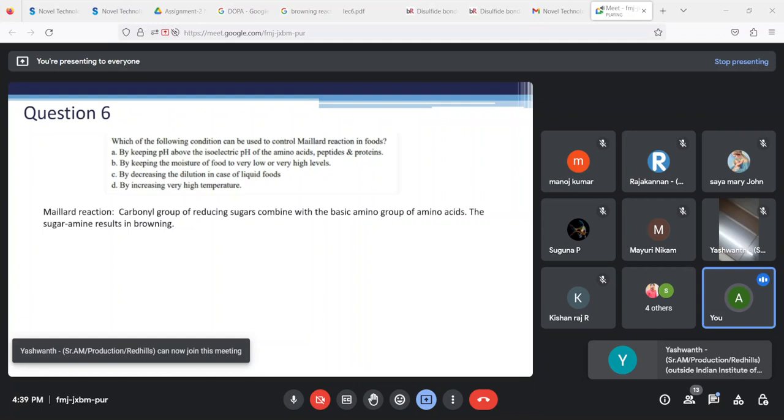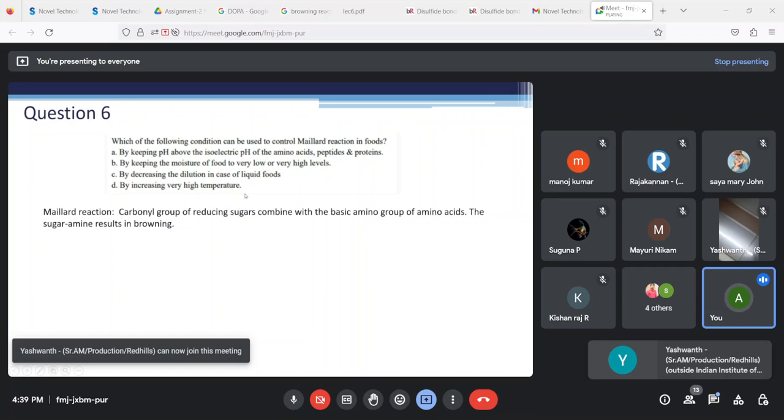So when there's very high water content in the food, everything will become very dilute. It's the same as option C as well. So when everything becomes very dilute, the reaction does not proceed because it requires a certain concentration of the substrate to proceed. If the concentration is very dilute, the reaction will not proceed and hence you can control the Maillard reaction. So by playing around with the moisture content of the food, it is possible to control the Maillard reaction.